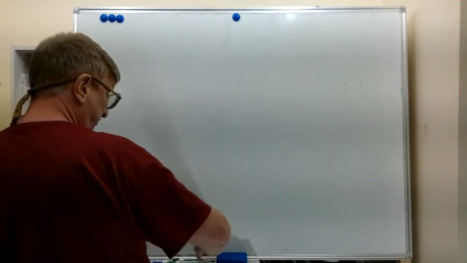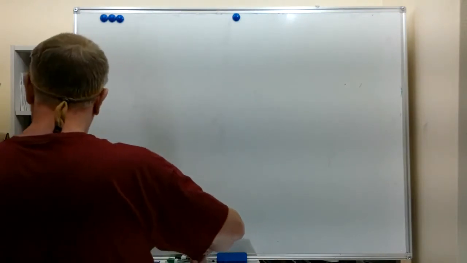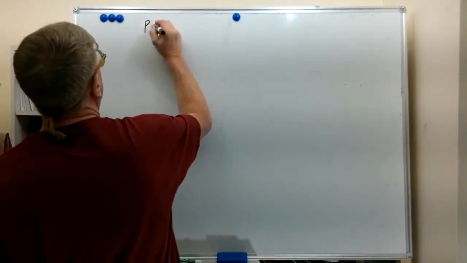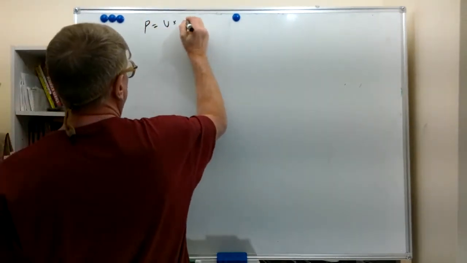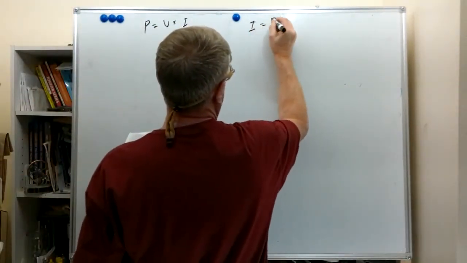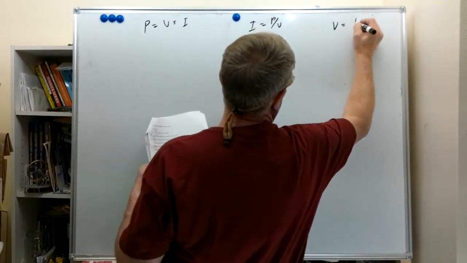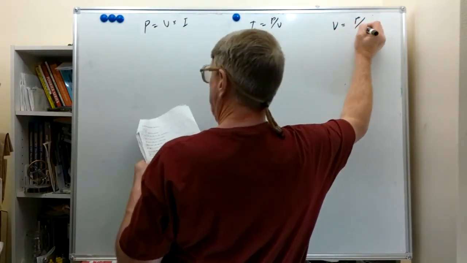I'm gonna draw this here. I'm gonna put these back up here. Power equals voltage times current. Current equals power divided by voltage, and voltage equals power divided by current.